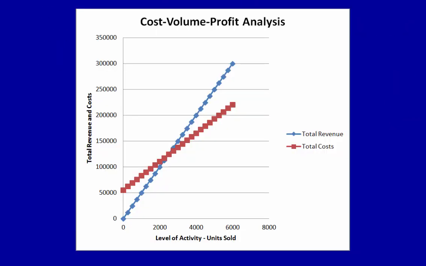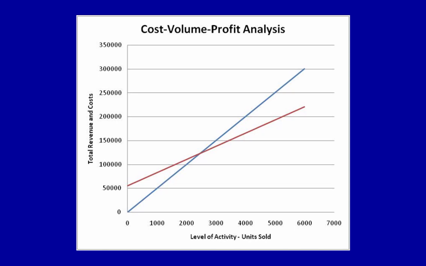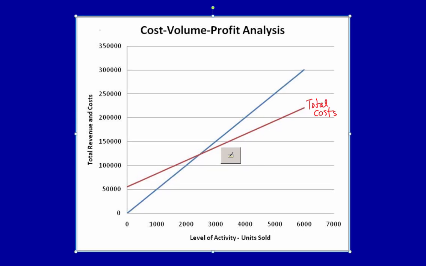Let's just talk about this graph for a minute. Notice a few things. So here's the graph that I produced on Excel. Note that you could produce this graph manually also. The red line is the total cost line. The blue line is the total revenue line. How do I know this?